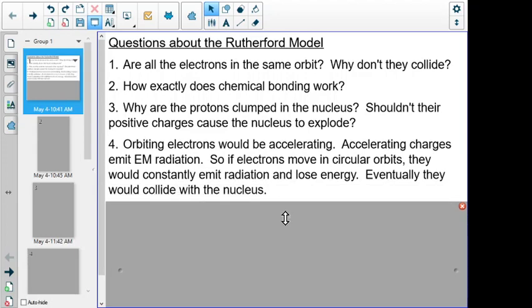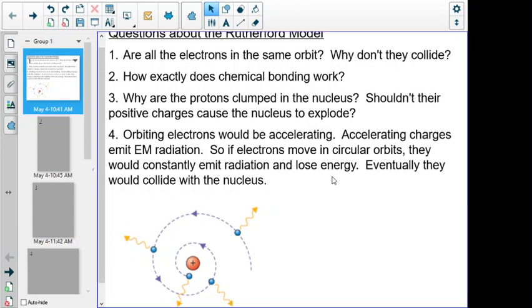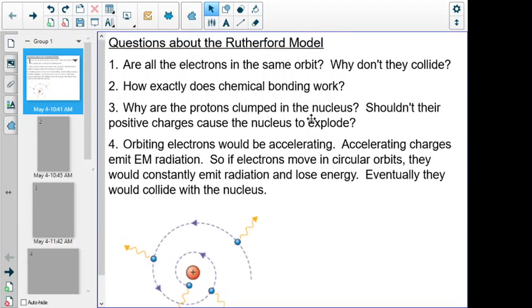Aren't these orbiting electrons accelerating? Shouldn't they be emitting EM radiation? Shouldn't they be losing that energy and colliding with the nucleus? Why are they out there? Right? So these were the four big things where Rutherford's model doesn't explain these things.